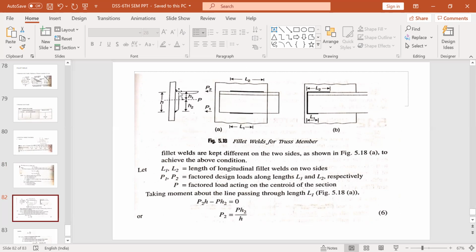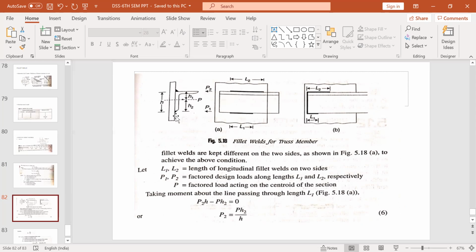Now welding of the connected leg is done on both sides, on the top of this leg and the bottom of this leg. So this is a side view. The front view is like this. Here welding is done on this side with length L2, and on this side with length L1. And this is H, the height of the angle, or the leg of the angle, which can be obtained from the angle specification.